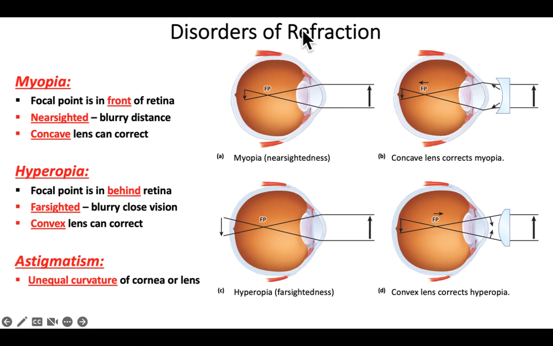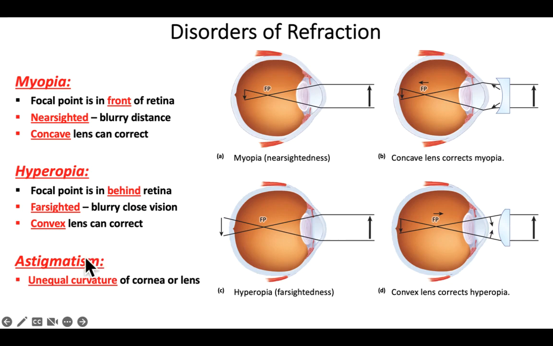Hyperopia is the opposite. So now the eyeball might be a little short, or the lens or cornea might be a little too thin, and the light rays are not bent enough. All right, and that causes hyperopia or farsightedness. So they can see distant objects fine, they have trouble with close objects. How do we fix it? We use convex lenses. So the convex lens will actually refract the light more prior to it entering the eyeball.